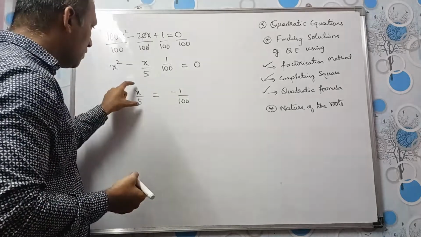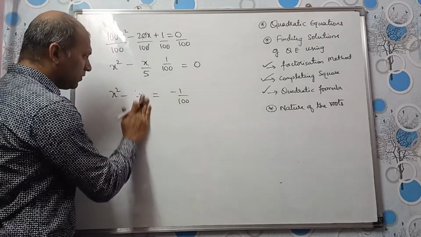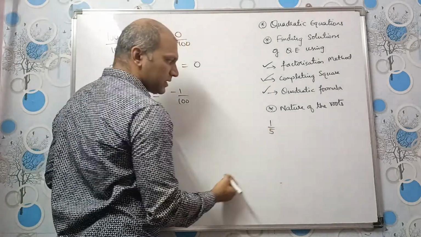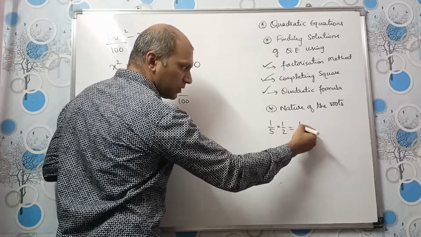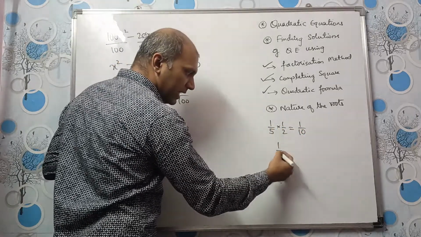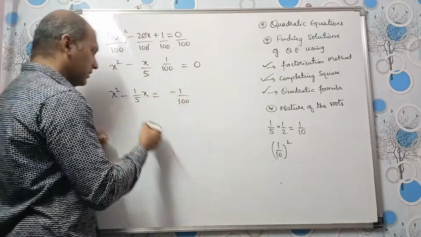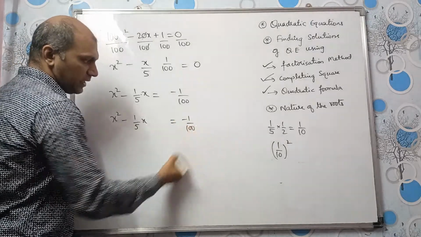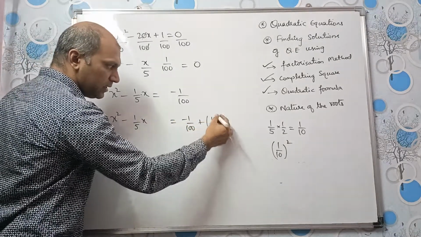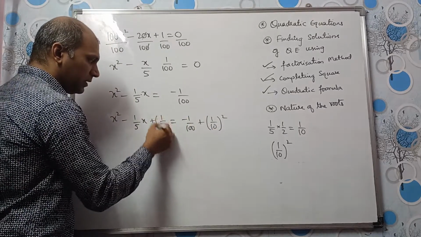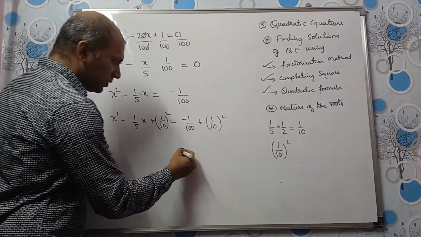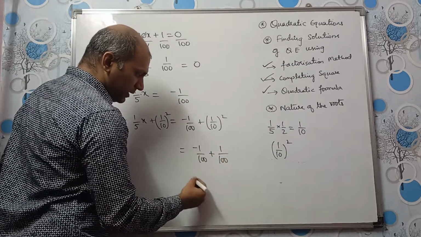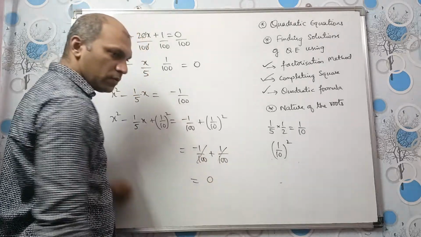Now we need to take the coefficient of x. What is the coefficient of x? This is actually 1 by 5 multiplied by x. So we should take the coefficient of x and multiply with 1 by 2. So this will be 1 by 10. And we should add 1 by 10 whole square on both sides, right? So this is x square minus 1 by 5x is equal to minus 1 by 100. We need to add 1 by 10 whole square on both sides. So this is minus 1 by 100, this is plus 1 by 100. Both will get cancelled, we'll have 0 here, right?